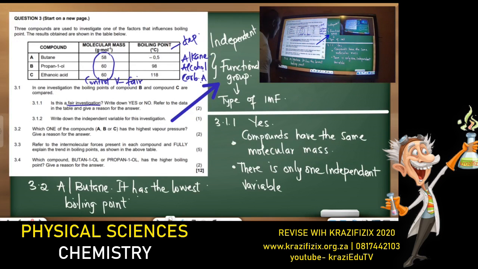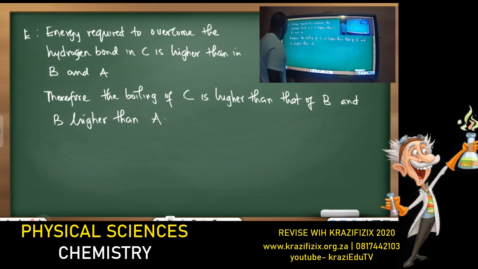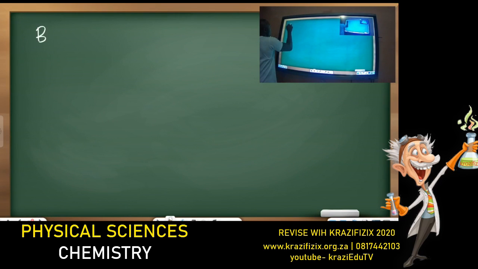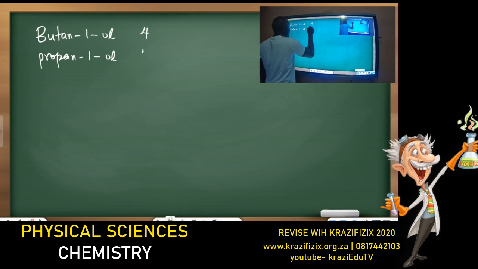And you're done. Which compound, butan-1-ol or propan-1-ol, has the higher boiling point? Give a reason for your answer. Now, if you look at both of them, what do you see? This one here has 4 carbon atoms, and this has 3. So we're basically talking about the chain length. And the longer the chain length, the higher the boiling point.